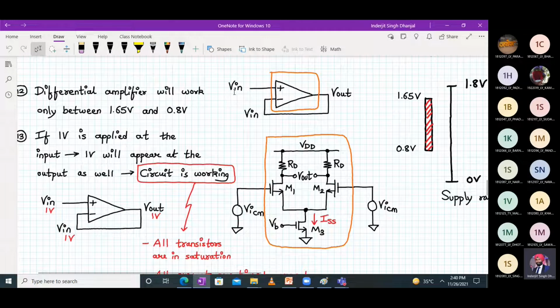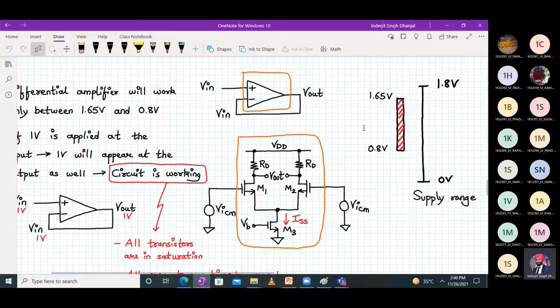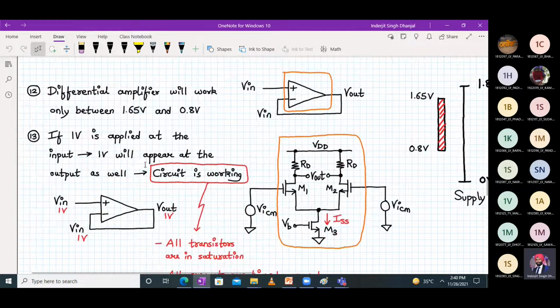If I apply 1 volt to the input, will I get 1 volt at the output? Yes. Why not? Because my input is falling in this common mode range. So my circuit will work and my output will be equal to 1 volt only. So my 1 volt will be appearing at the output as well.